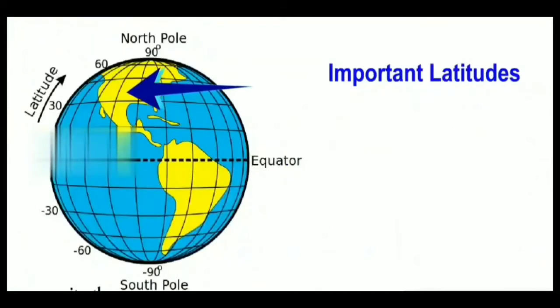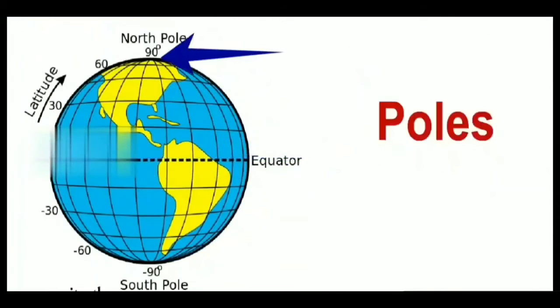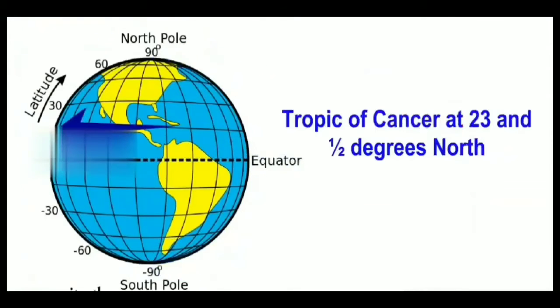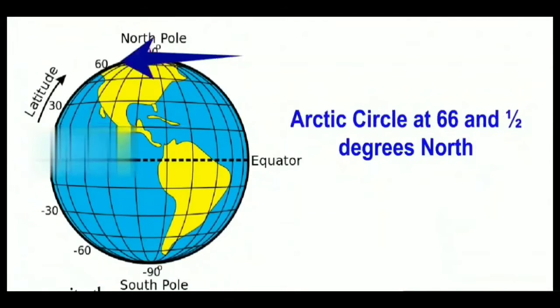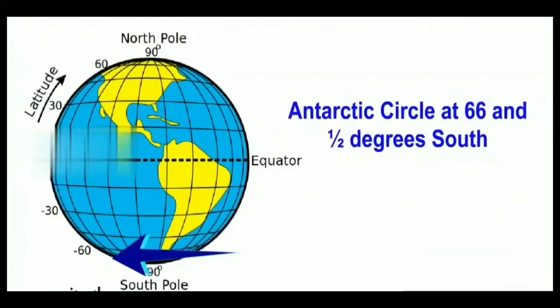The important latitudes: equator and poles. In this case we can see the Tropic of Cancer at 23.5 degrees north, the Arctic Circle at 66.5 degrees north, the Tropic of Capricorn at 23.5 degrees south, and the Antarctic Circle at 66.5 degrees south.